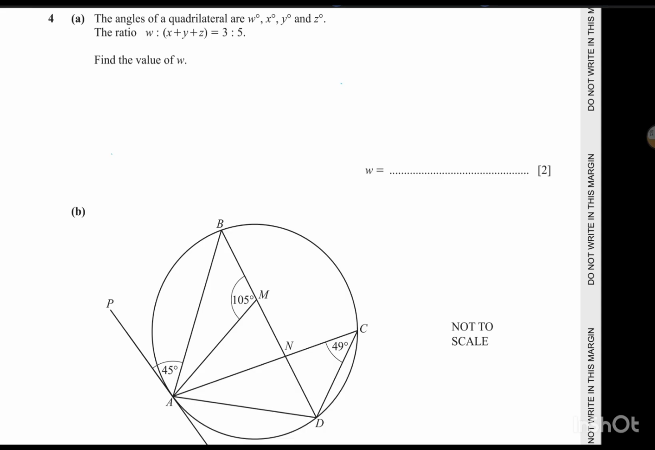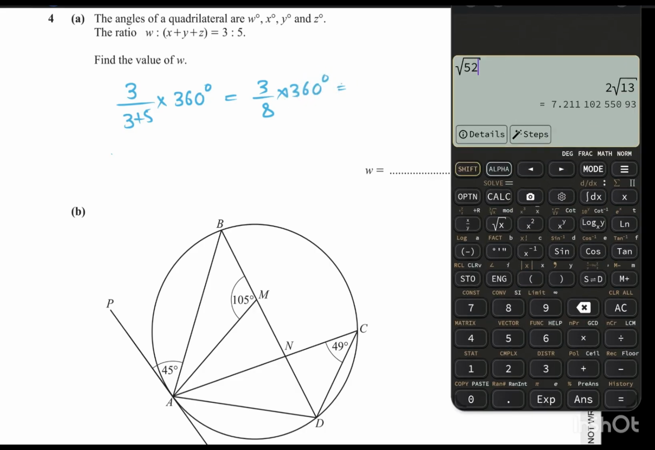So to find the value of w, first we will see that the sum of the angles in a quadrilateral is what? 360 degrees. We will have to take the ratio. The part of w is 3 and the total of the ratio, that is 3 plus 5, must be multiplied with 360. You will get the value of w. So 3 by 8 into 360 will be the answer.